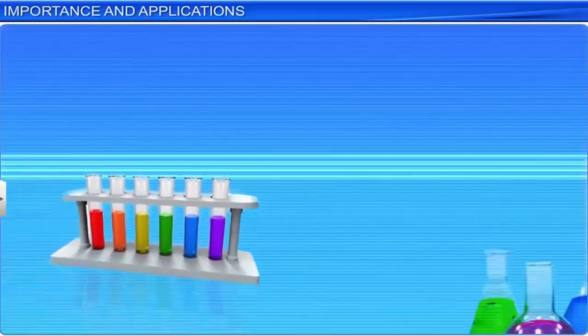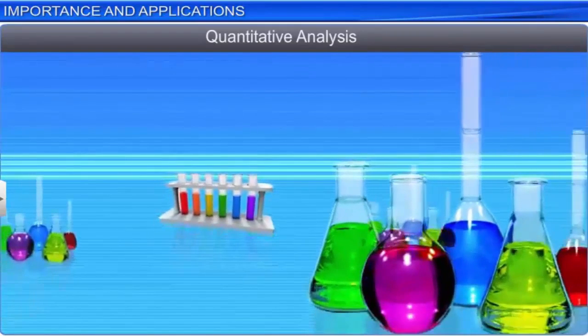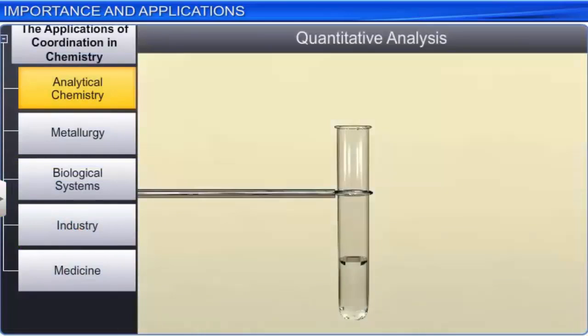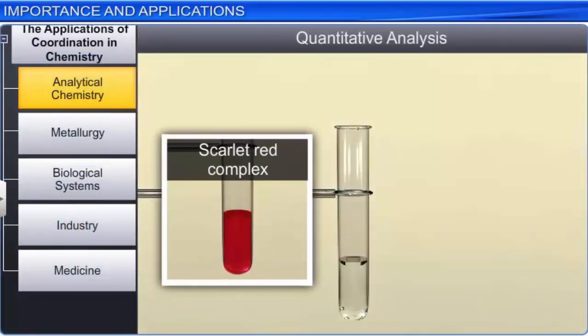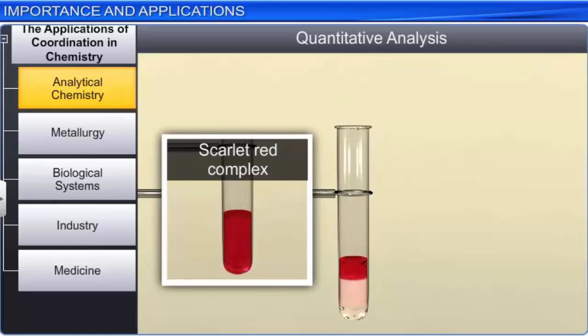There are numerous reactions in quantitative analysis where complexes are formed. For example, the formation of a scarlet red complex with dimethylglyoxime is the basis for the detection and estimation of nickel 2+ ions.